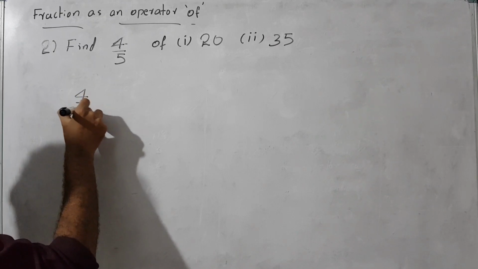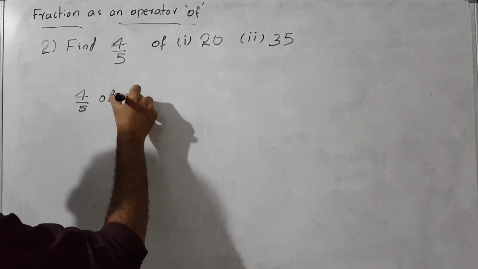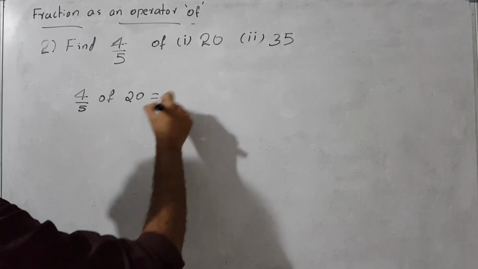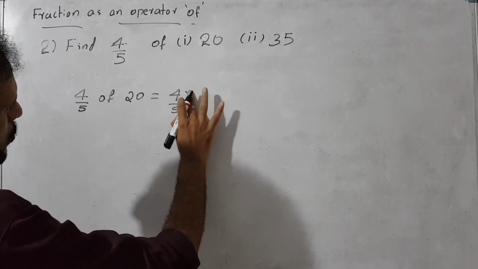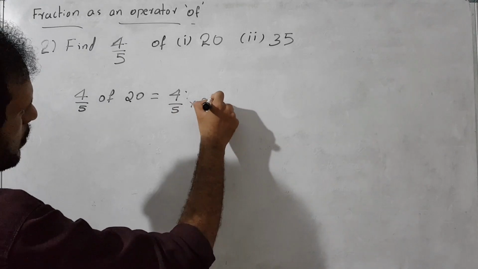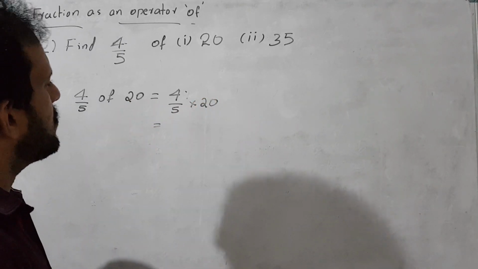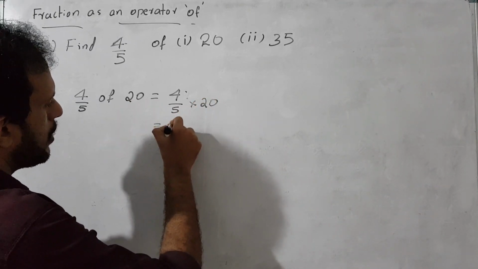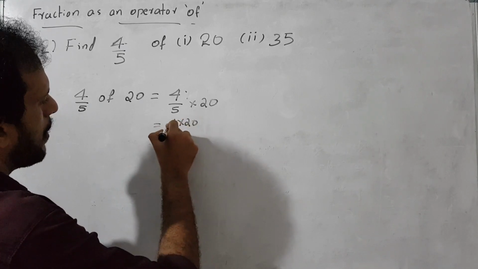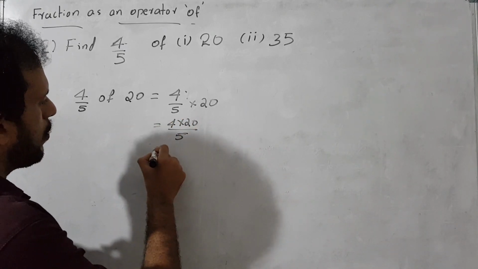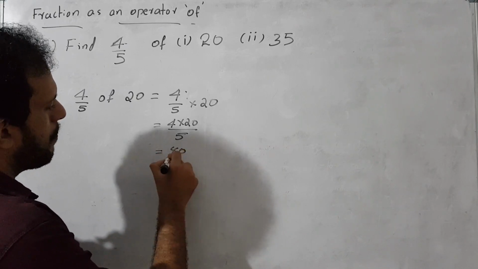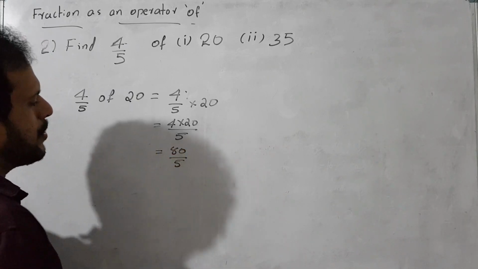4/5 of first 20 is equal to 4/5 into 20. 4/5 into 20 is equal to 4 into 20/5. 4 into 20/5 is equal to 80/5. Correct? 80 divided by 5.